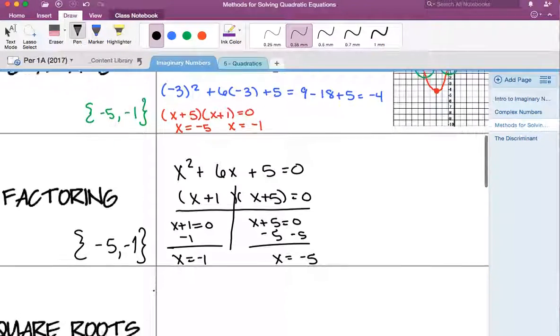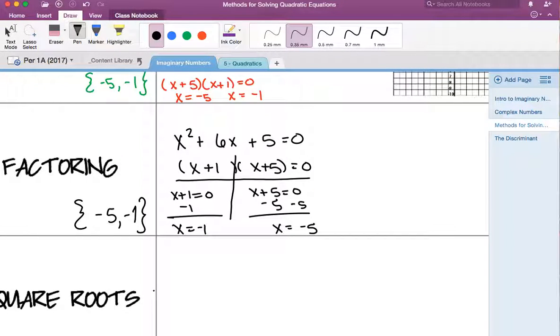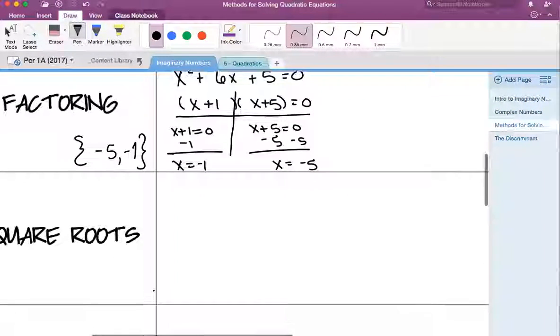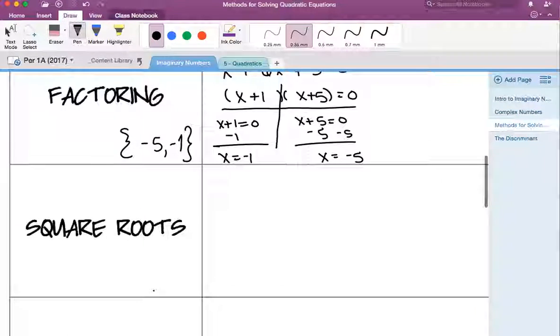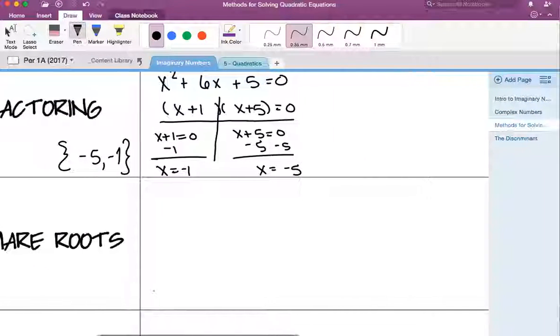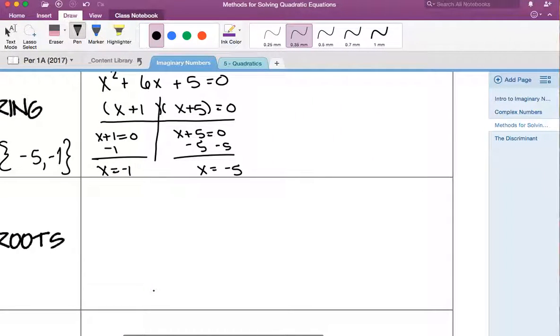All right, if I'm going too fast, pause and finish. But the next one is solving by taking square roots. We've done this a lot. I think y'all are getting really good at it. So we'll see what we can do. Can we solve this function, x squared plus 6x plus 5 equals 0, by taking square roots?